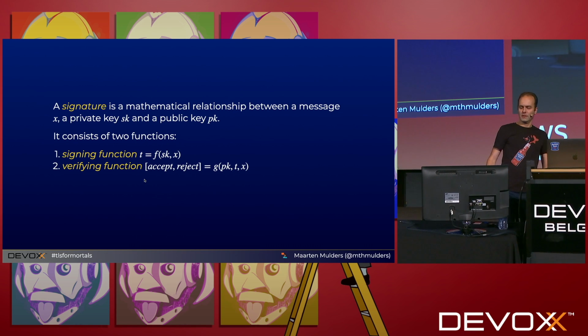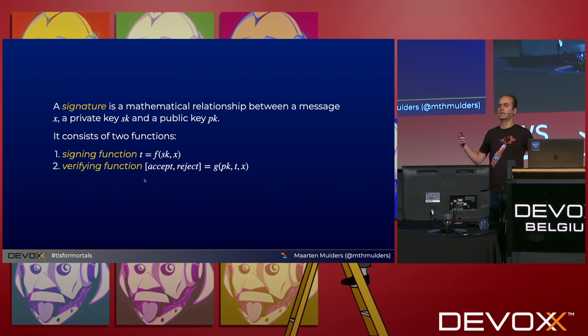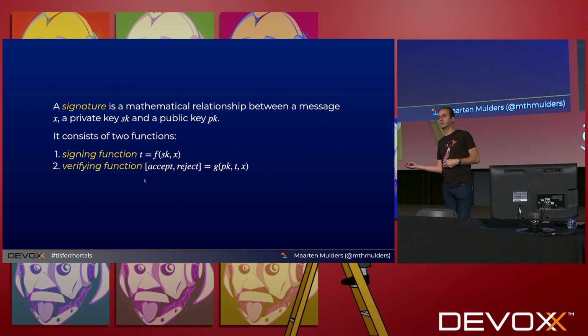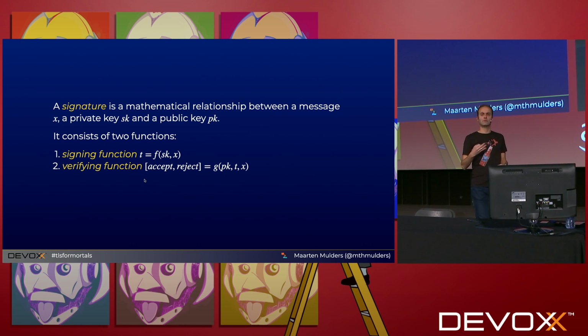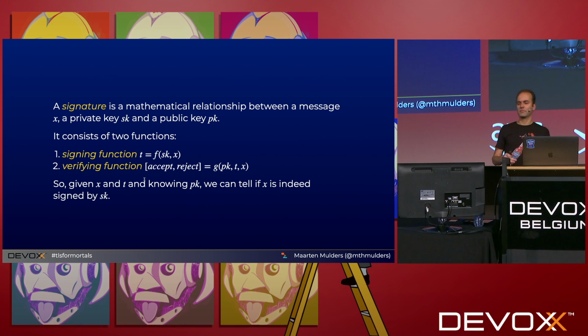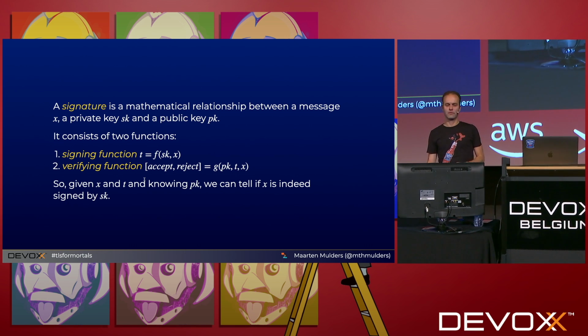A little bit more formalized, a signature is just a mathematical relationship between the message that it describes, the private key, held by me, for example, and the public key that each and every one of you is able to get from me. And this signature has a signing function. That's the thing that I apply. So I take the private key, I take the message, and the outcome is a value t. And you use this value t together with the public key and the message to invoke another function, which is called the verifying function. And if you invoke that function, it will either give you an accept, which means the signature is valid, it was signed by me, or you'll get a reject saying it's not signed by Maarten. So if you know the private key, you can create the signature. If you know the public key, you can verify it.